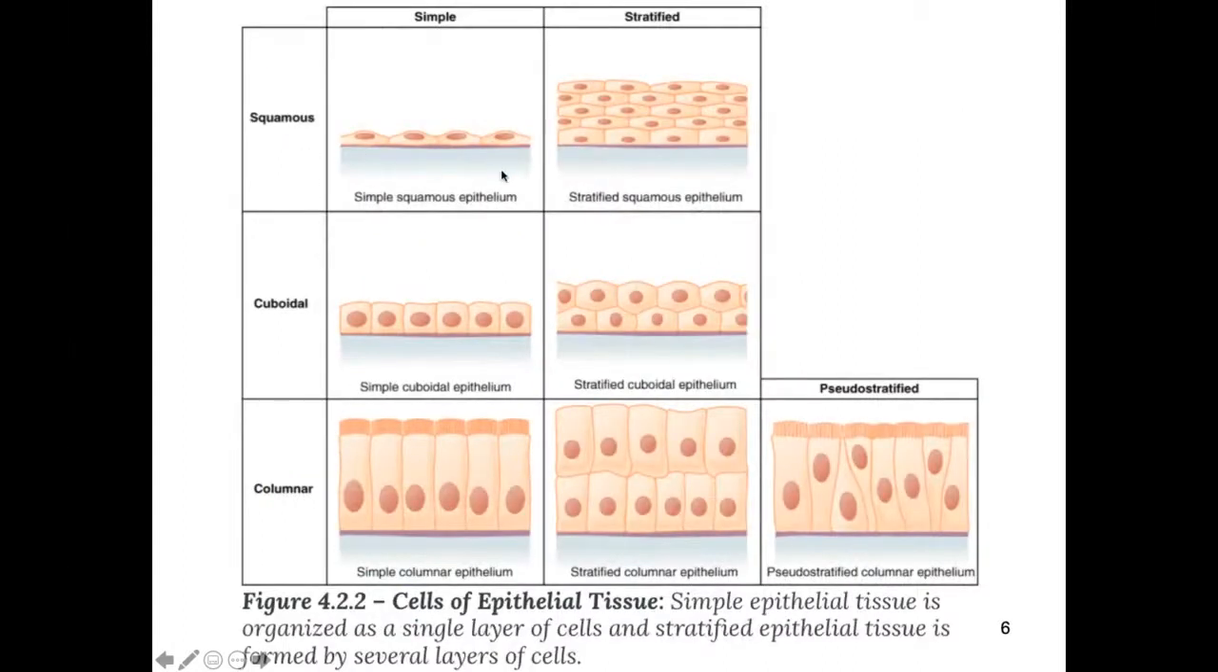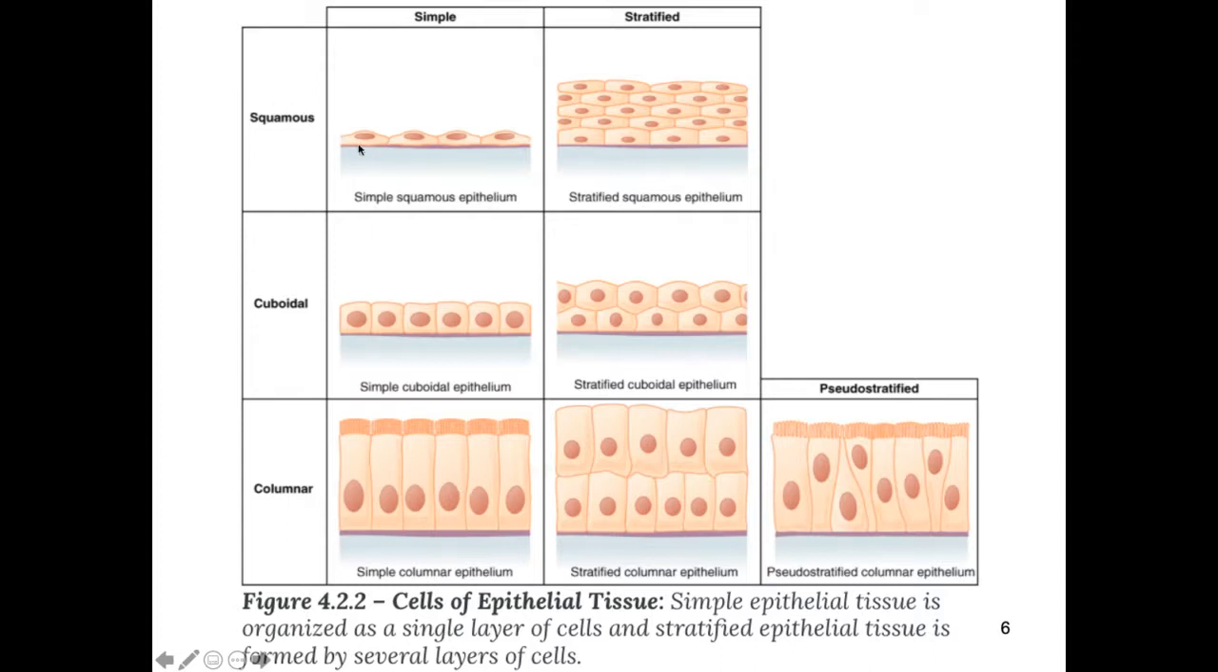So when we look at squamous cells, we see that they are these flat, irregular shaped cells. When we look at cuboidal, they look like boxes or cubes. When we look at columnar, they look like tall columns, like buildings, if you would.